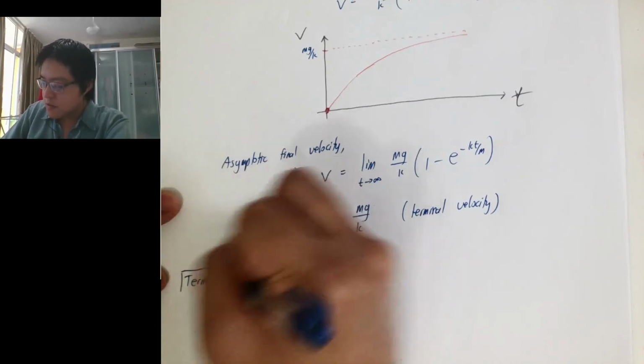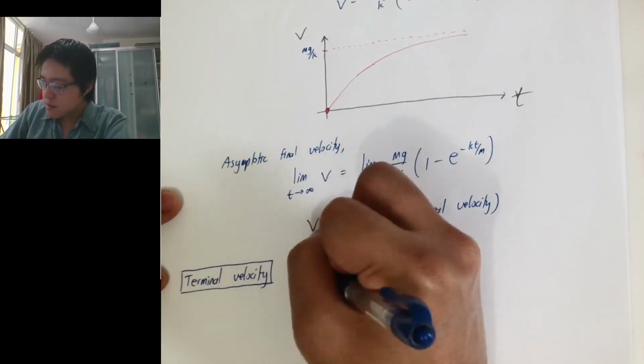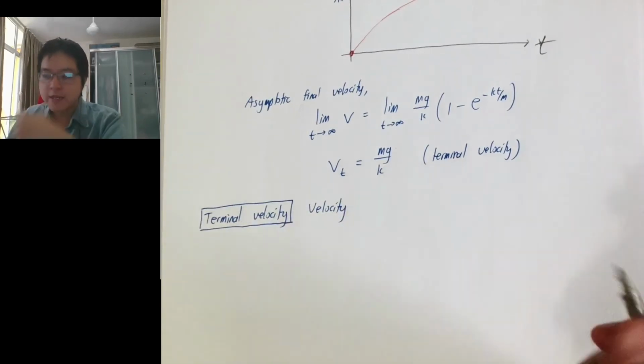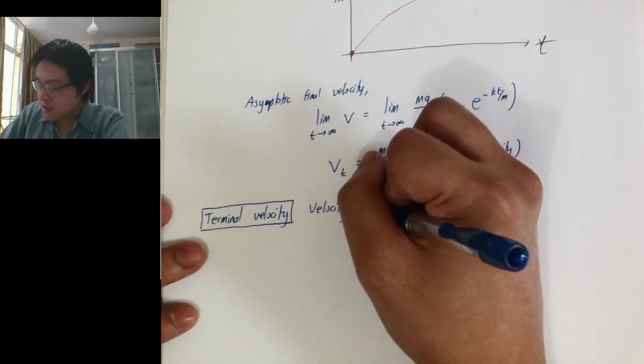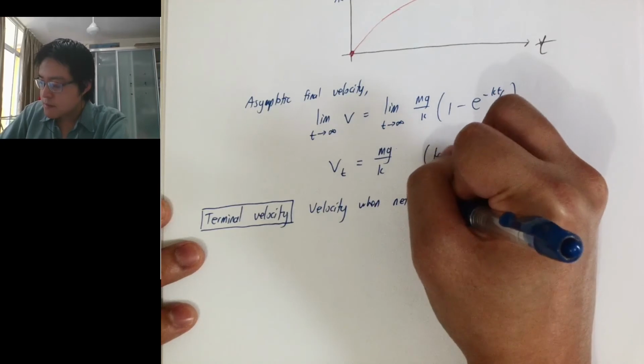So what do I mean when I say terminal velocity? It is actually the velocity. Although what I got here is speed, I already know the direction is going down, so just include the direction and you get the velocity. It is the velocity when the net force becomes 0.